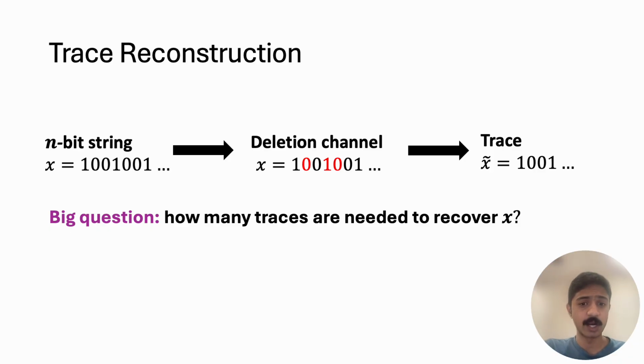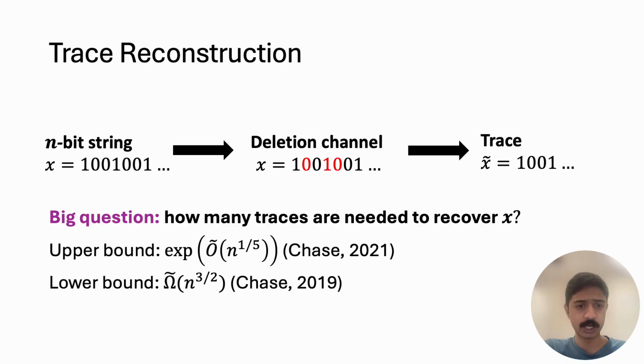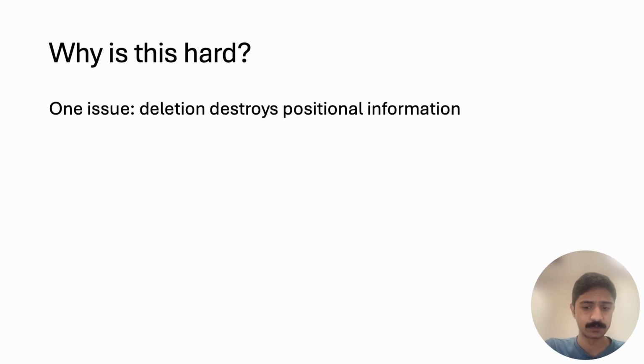The big question is how many traces are needed to recover the original string x with constant probability? And this really is a big question. It's been studied for 20 years and surprisingly remains open. There's an exponential gap between the best known upper and lower bounds, which is surprising because it's such a natural and easy to state problem. And the obvious question is, what makes this so complicated? Why is it hard to think about upper and lower bounds for trace reconstruction?